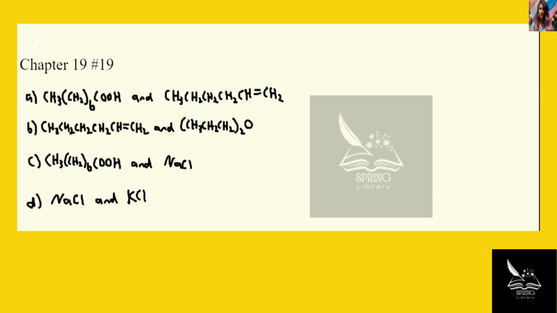This is the answer to Chapter 19, Problem number 19 from the Smith Organic Chemistry textbook. And this problem says, which of the following pairs of compounds can be separated from each other by an extraction?